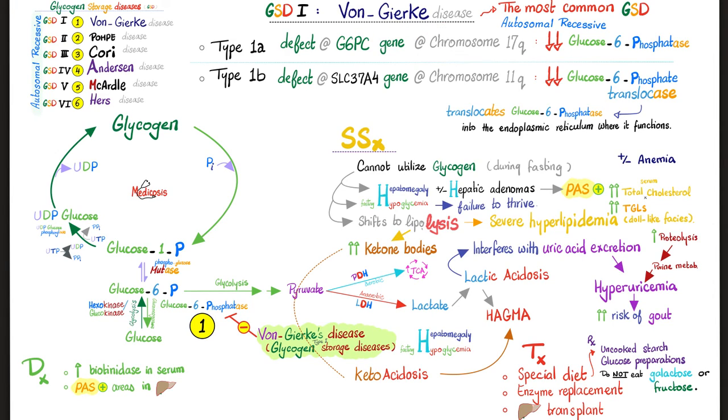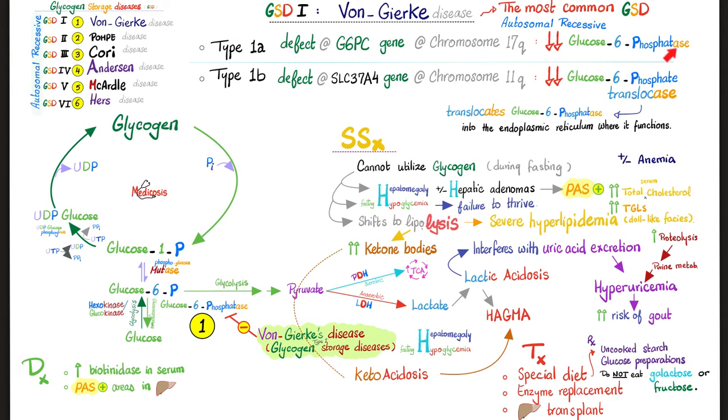Von-Gierke disease has 2 types, type 1A and type 1B. The defect in type 1A is on this gene, on this chromosome, the long arm of chromosome 17, and it lacks glucose 6-phosphatase enzyme. In type 1B, the defect is on this gene, chromosome 11q, long arm of chromosome 11, and I am deficient in glucose 6-phosphate translocase.